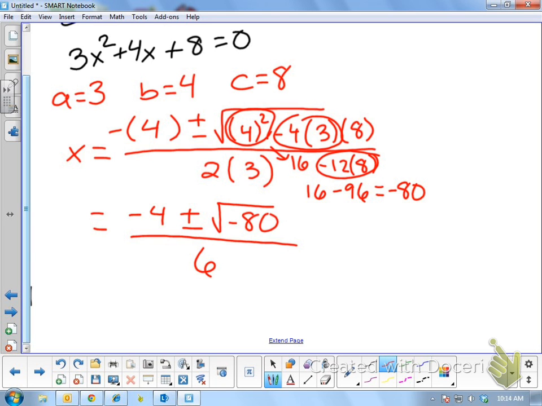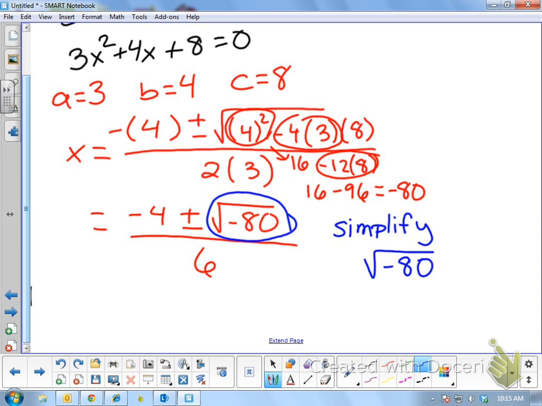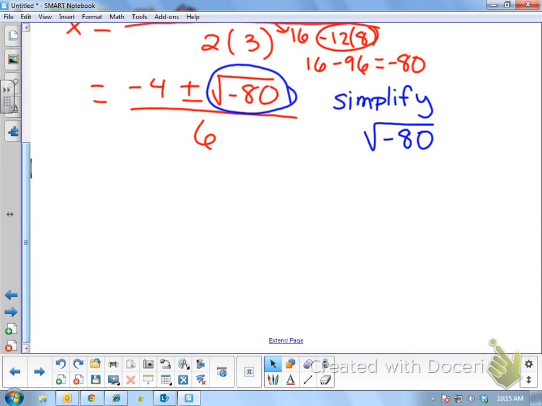So we've practiced up to that point. But now we're going to take this simplification a step further. So now I'm going to focus on the square root, and I'm going to simplify the square root of negative 80. I'm going to simplify just that piece. So if we simplify something like this, how do I simplify a radical? What process did we use that we learned at the very beginning of this entire year? Factor tree. Good. Factor tree.